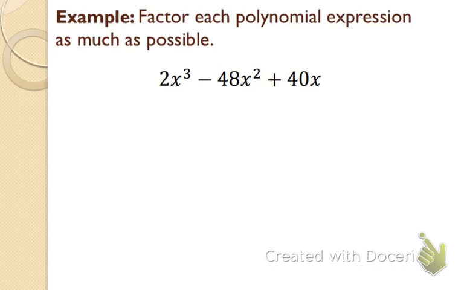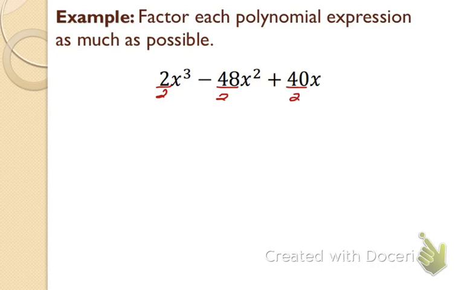Okay, so several things here. We want to look at the coefficients, and we want to think, is there a GCF? What's the largest number out of these 3 that we can factor out? And of course, it's kind of obvious. Everything's divisible by 2. So that means I'm going to divide everything by 2. I'm going to factor out a 2.